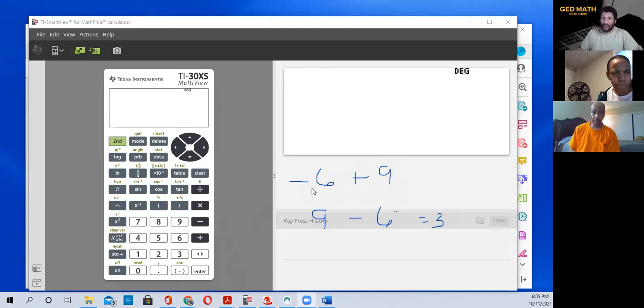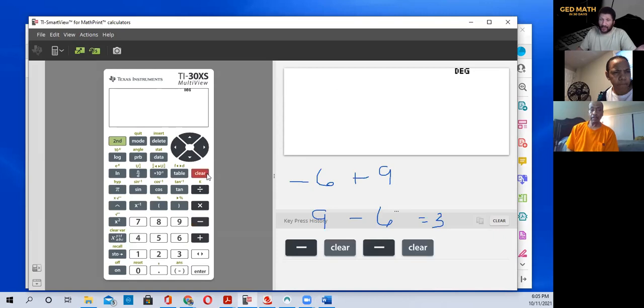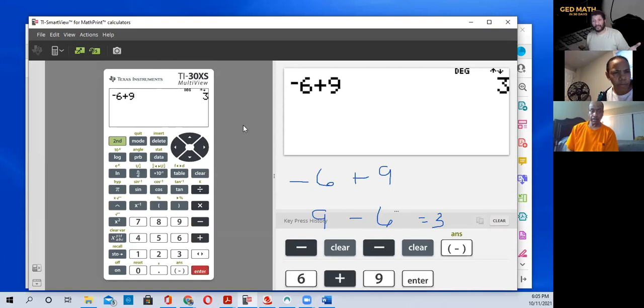If the expression starts with a negative, for example, see how this is -6 plus 9? You don't hit the subtraction sign here. If you notice, when you hit the subtraction sign, it does something else. So you want to hit this minus sign next to enter. So if the expression starts with a negative, you click on this negative sign next to enter, then +9. Okay, right.